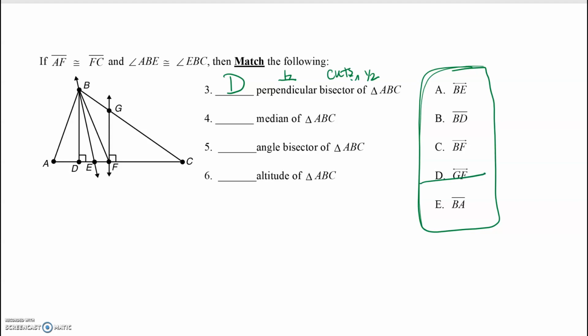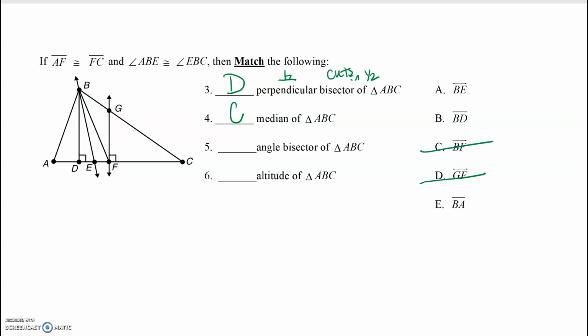Okay, so we use D. Second one is the median. Now remember, the median connects the vertex to the opposite midpoint. So I'm going from vertex B to the opposite midpoint. Now we just said this was a bisector, so I know that's the middle. So I'm going to say this should be BF. So that should be answer C from the matching.